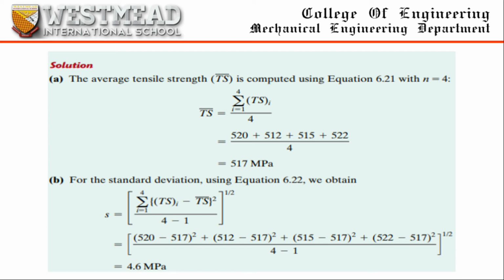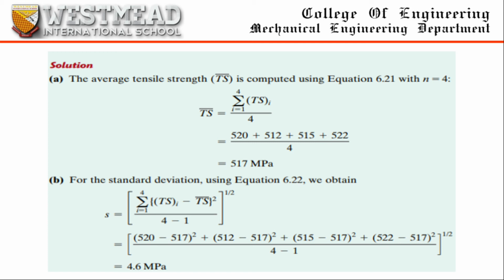So, to find the average tensile strength, gagamitin natin yung equation sa naunang slide, which is yung tensile strength bar is equal to yung summation lang ng mga tensile strength over n. Ibig sabihin ay kung ilan yung samples natin, yun yung magiging value ng n. So, dun sa past table, ang sample natin ay 4. So, ang n natin ay 4. So, 520 plus 512 plus 515 plus 522, which is yung tensile strengths natin, over n, which is 4, makukuha natin ang value na 517 megapascal.